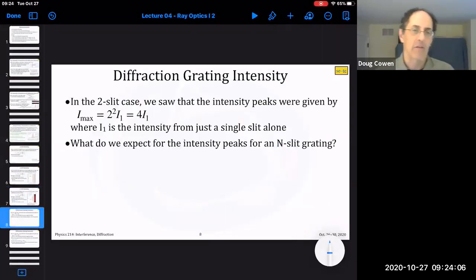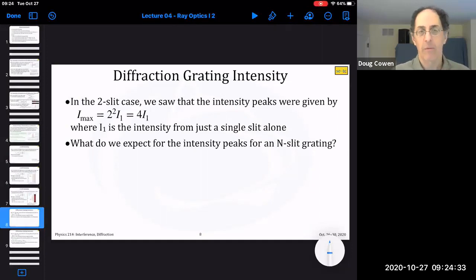So the last thing I'd like to talk about regarding intensity is extending our discussion for the 2 slit case to the N slit case. And I remind you that the N slit case is interesting because N slits describes a diffraction grating, which can have many, many, many slits, thousands of slits in it.